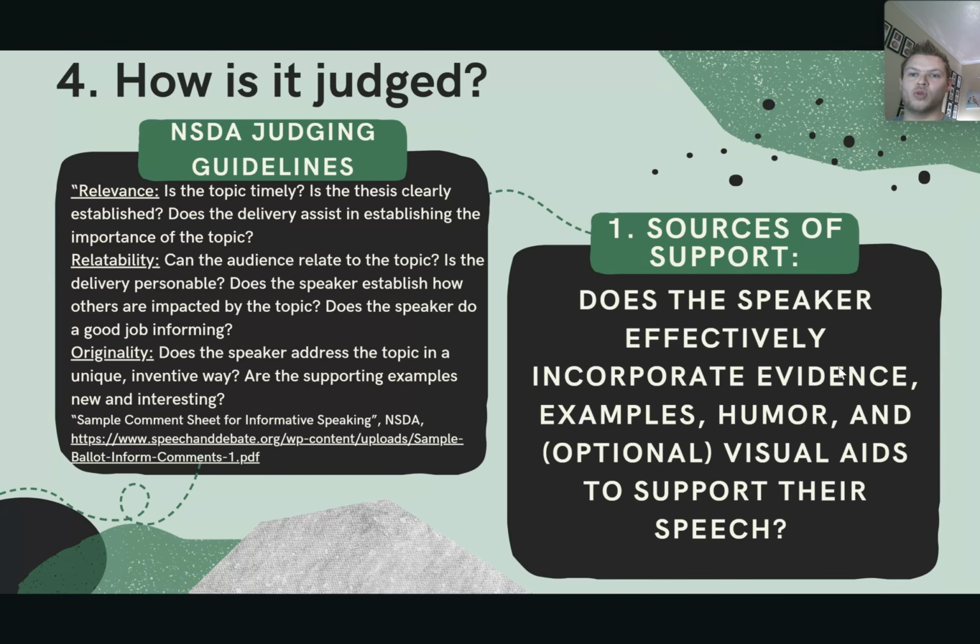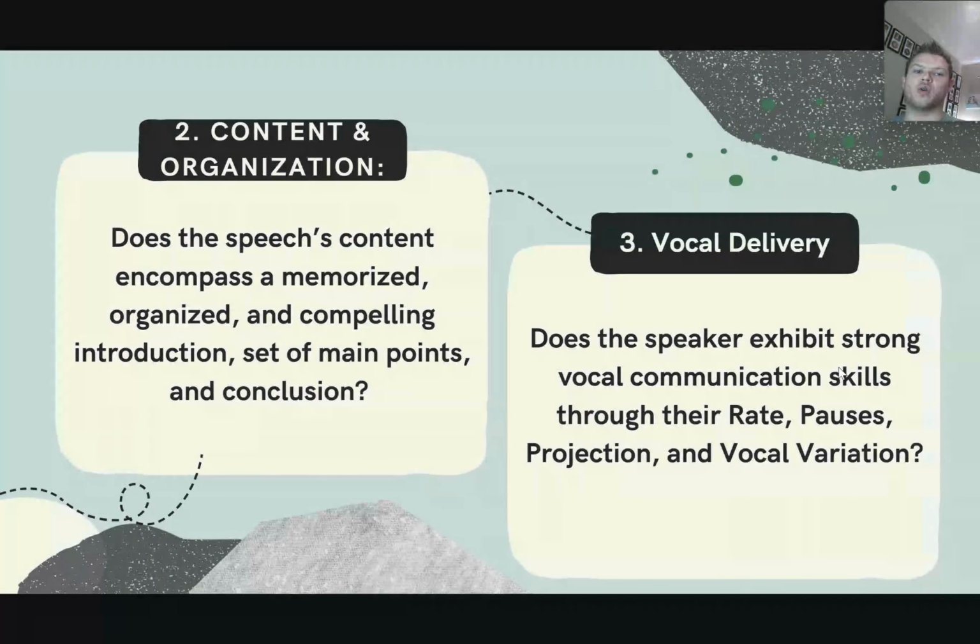I've created my own rubric, and I break it down into 5 categories to judge an informative speech on. The first of which is sources of support. Does the speaker effectively incorporate evidence, examples, humor, and optional visual aids to support their speech? Second, content and organization. Does the speech's content encompass a memorized, organized, and compelling introduction, set of main points, and conclusion?